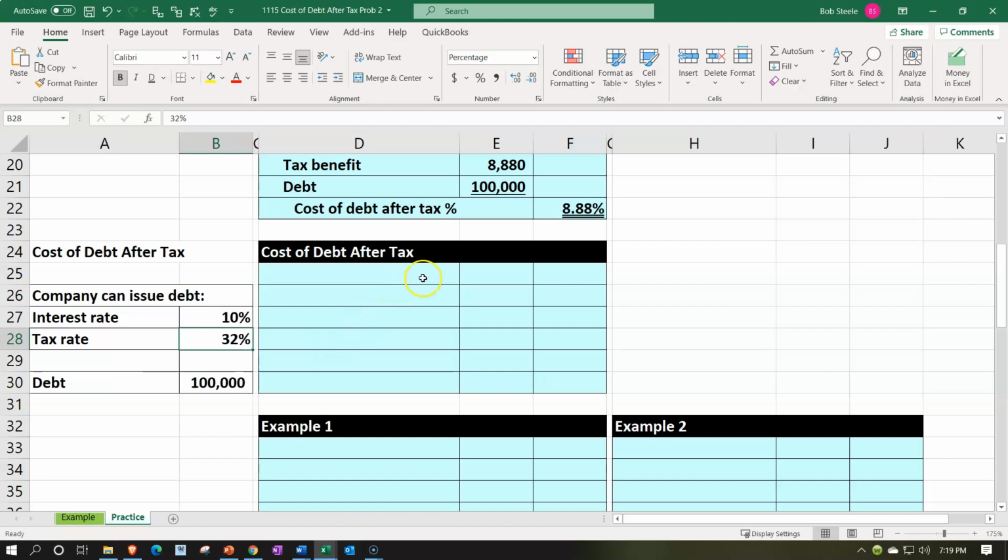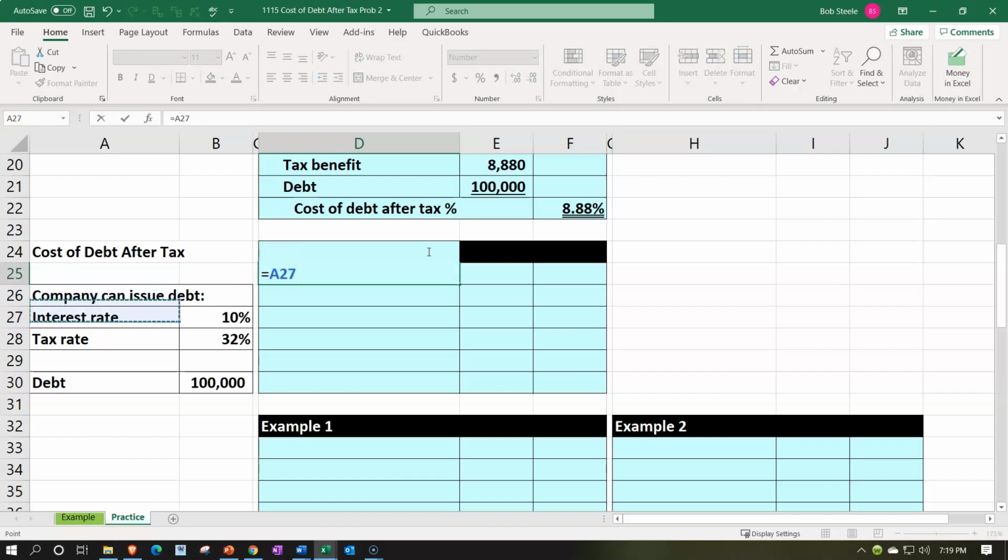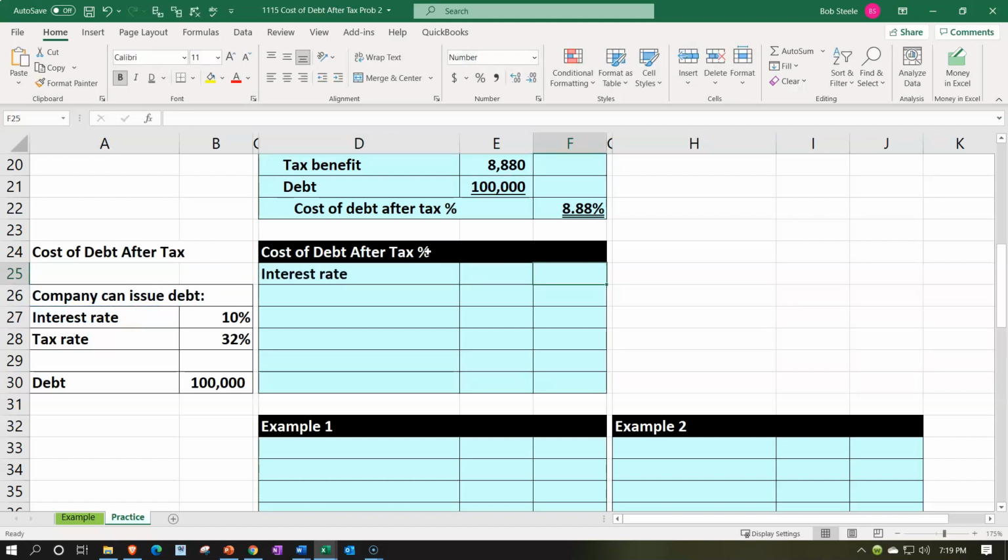So let's think about the cost of debt after tax percent. We're going to say, all right, let's do this again. Interest rate, and this is how you get good at this. You do this like a million times until you're good at it. And then we got the 10%. Percentify it, numbers group, percentify.